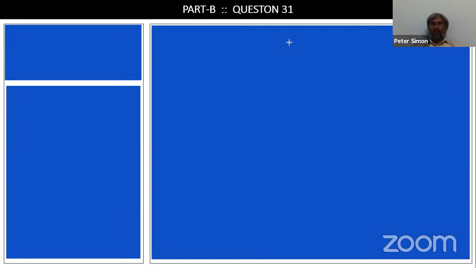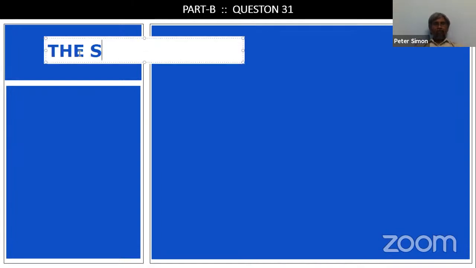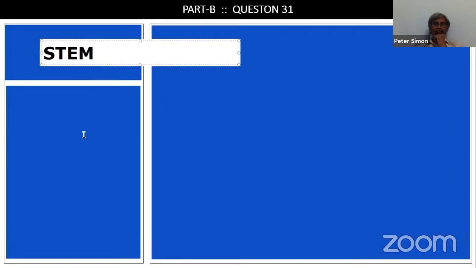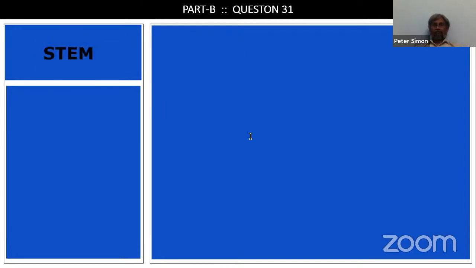So here we have 3 concepts. This is called the stem. So this is the stem. The stem. Fine.